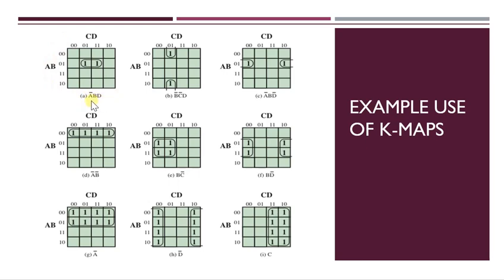So this is the simplification for this mapping. The simplified Boolean equation is A bar, B, and D. We take only D because the bit has no change at all. The bit maintains 1 here.